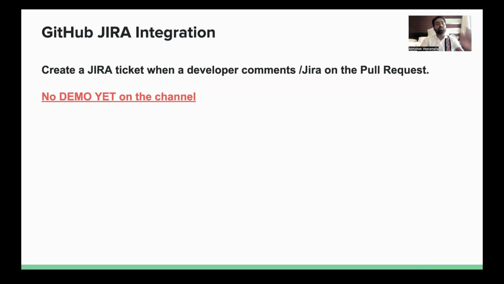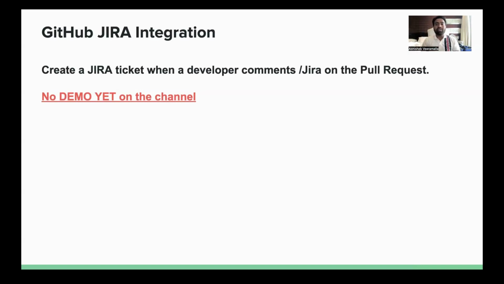And GitHub would send the entire payload. Payload is nothing but the JSON information. It would send the complete JSON information to your Python application. And in the Python application, you would traverse through the JSON. That means you would go through the JSON, take the required information, and make a call to the Jira API.